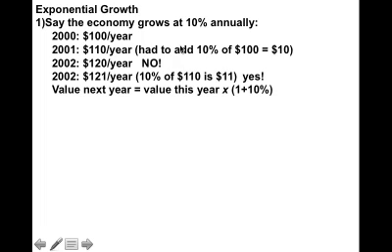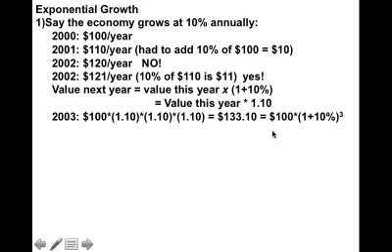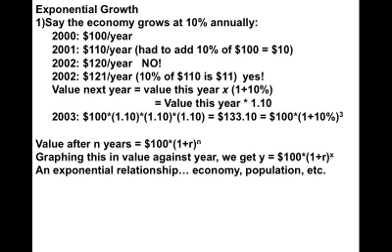So each year, the value you have is what it was the year before times 1 plus 10%. And in year 3, you'd have 133. And you just multiply by 1 plus 10% 3 times. This is an exponential relationship.